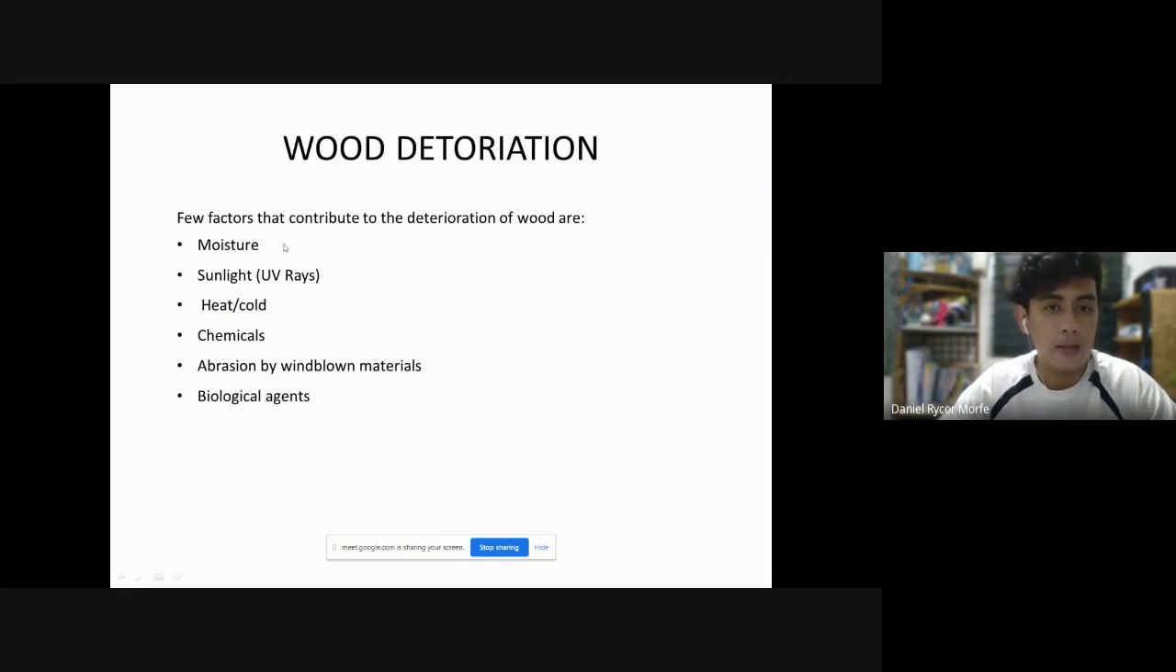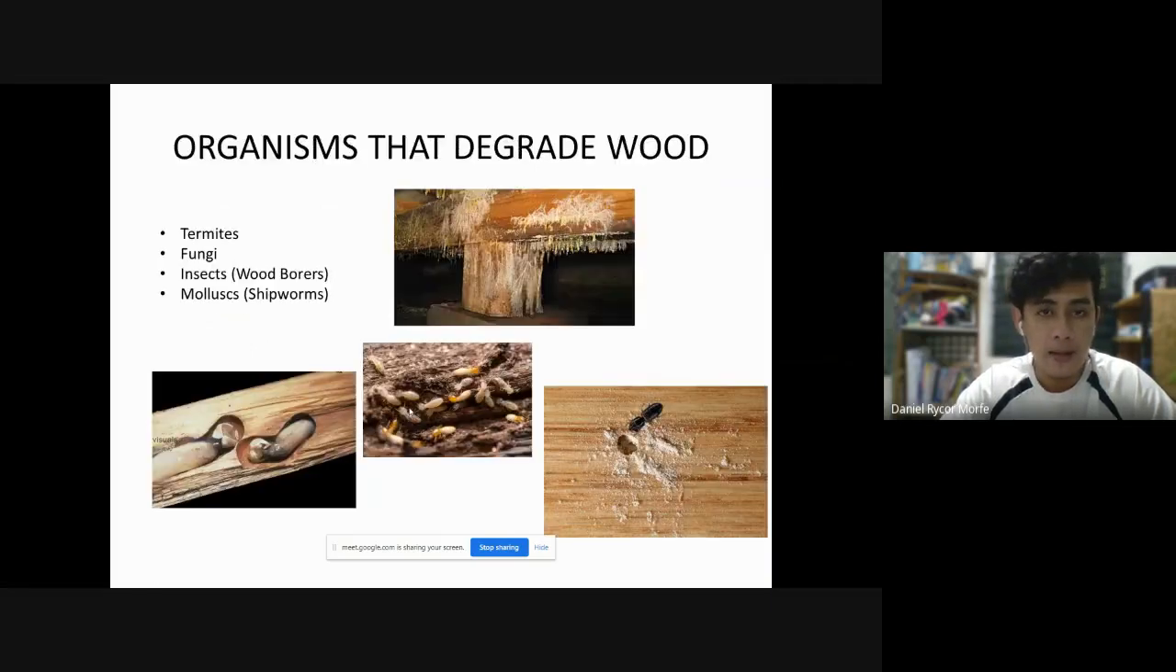Here are the factors that contribute to it. First is moisture, sunlight, heat, cold, chemicals, abrasion by wind-blown materials, and biological agent. No matter how hard the wood is, still it is an organic material, so it deteriorates over time. And these are the organisms that degrade wood. There are termites, fungi, insects, mollusks. Ano sila mga organism nga mukaon ug wood.